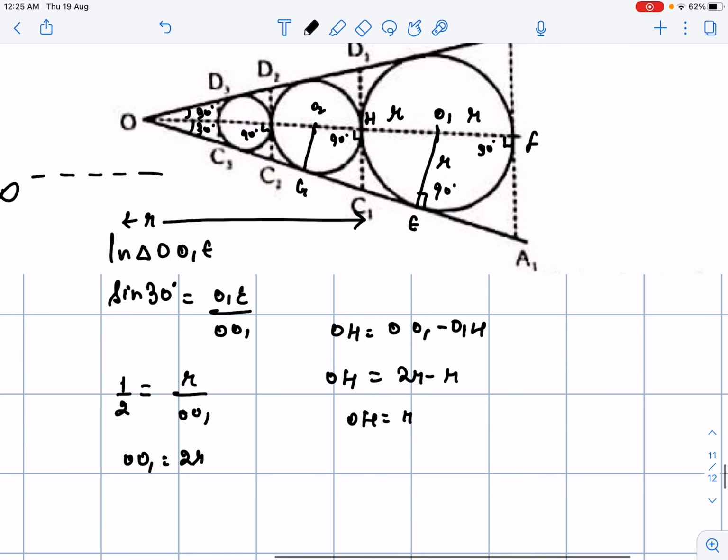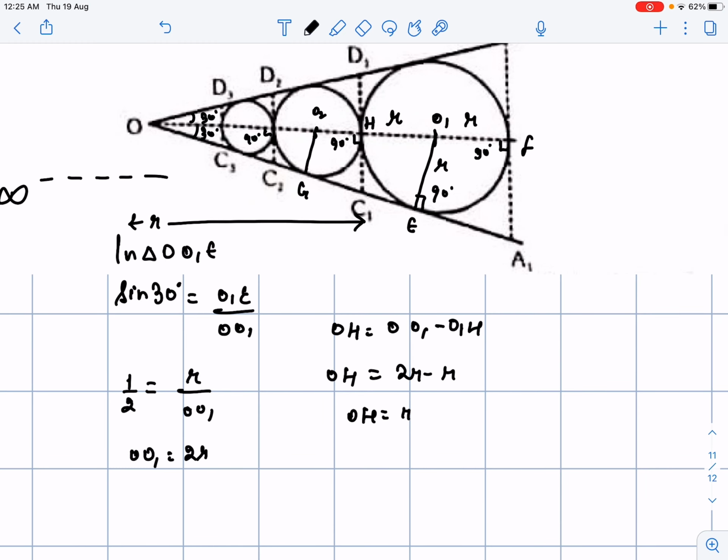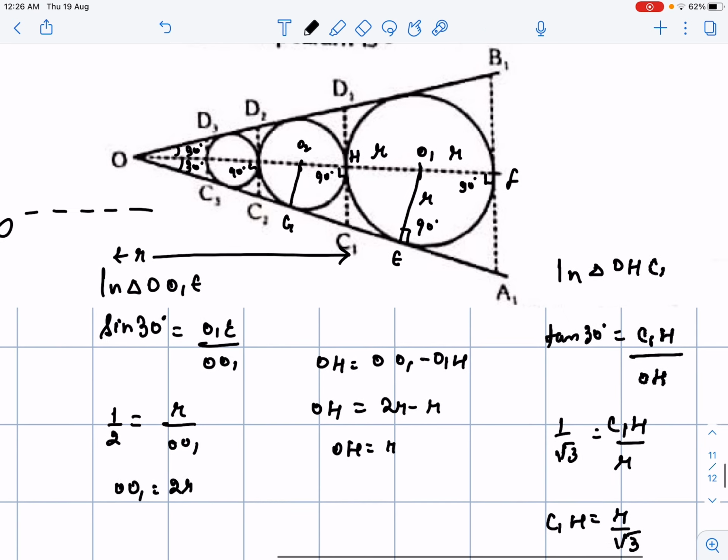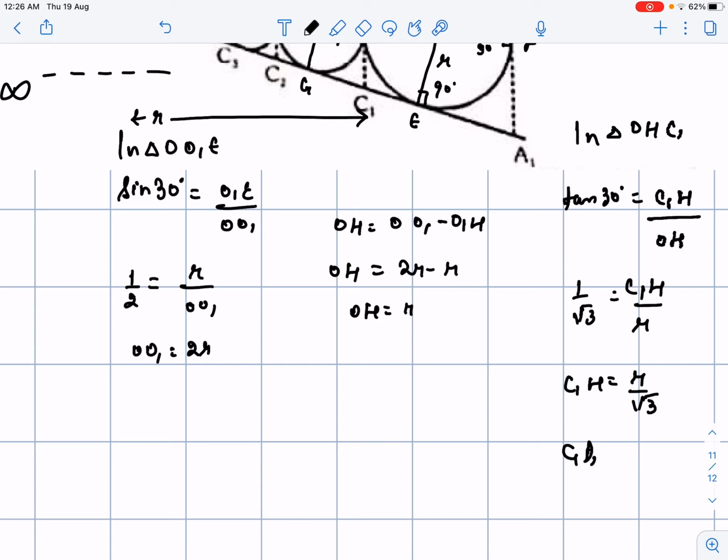So to get the value of two parallel sides of the bigger trapezium, we may make use of triangle OHC1. Tan 30 degrees will be becoming perpendicular C1H we know, upon base OH we know, that is r. So 1 by root 3 is C1H divided by r, but C1H is equal to r by root 3. So value of C1 D1 will be becoming twice of C1H, that is 2r upon root 3.